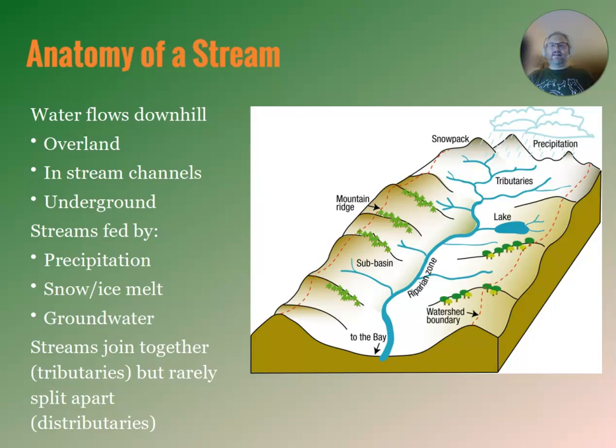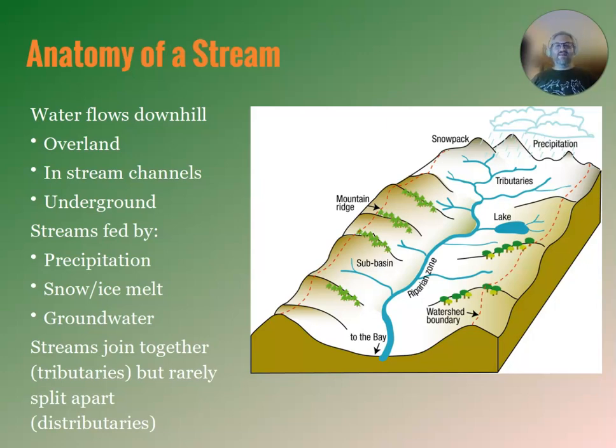So let's look at a stream and see what's happening at different parts of that stream, because streams are one of our major agents of erosion, one of the major things that transports material from one place to another, much more so than, say, wind, and on a larger scale than gravity alone could do. So the basic starting point for understanding how streams work is to remember that water flows downhill.